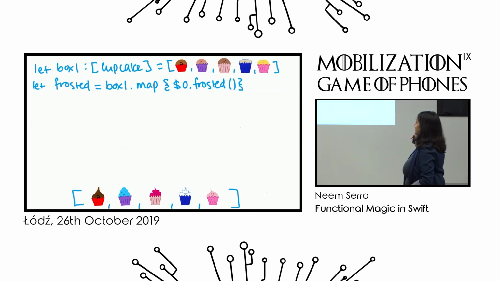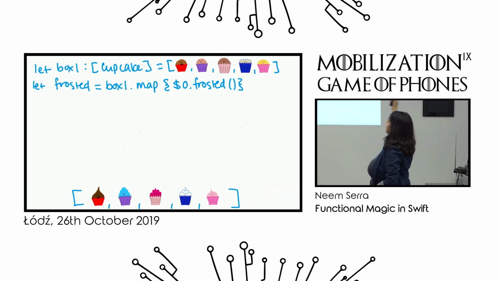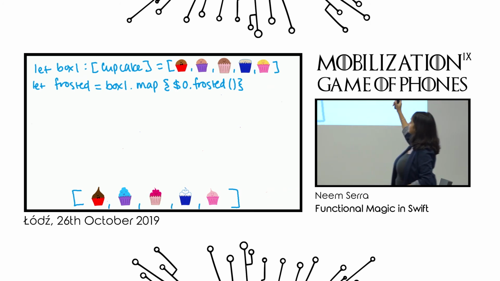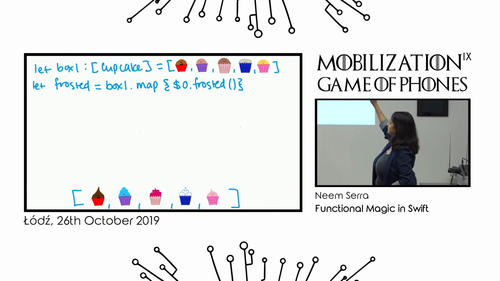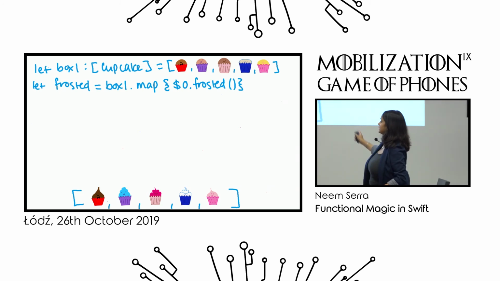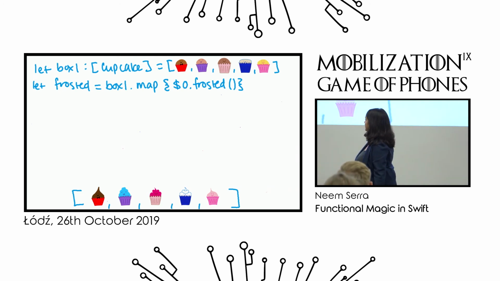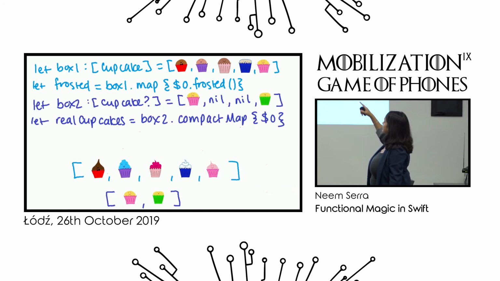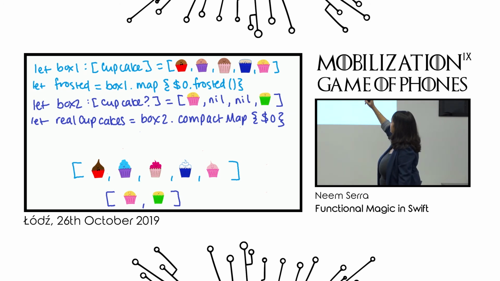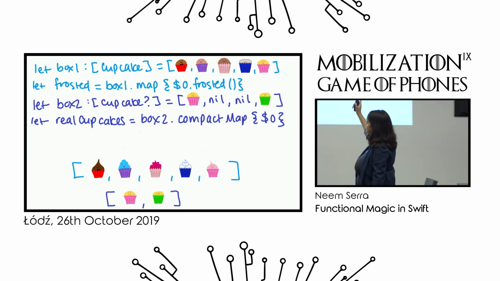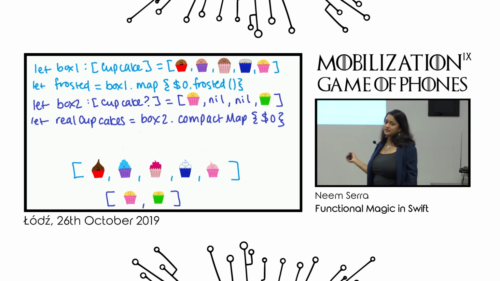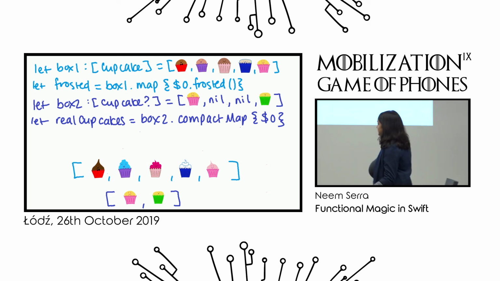Say the first box of cupcakes I have, they're all unfrosted. I want to frost them. So I'm going to map, and I'm going to say $0, first element of the array, go through every single element in the array and frost it. And you'll see at the bottom here, my cupcakes are now all frosted. My second box is an optional cupcake box. So we have some optional cupcakes and 2 nils. I'm going to use compact map to get rid of all of these nils and unwrap all of my cupcakes and make them real fancy cupcakes, right? So we have box 1 and box 2 down here.